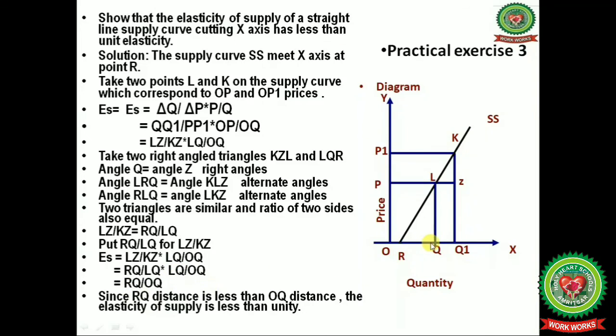Now RQ distance is this one and OQ distance is this one. Now OQ is bigger than RQ. If the smaller value is up and the bigger value is below, meaning numerator is smaller and denominator is bigger, what does it mean? That it is less than unit elastic. Answer will be in points. Since RQ distance is less than OQ distance, the elasticity of supply is less than unity. If the value of RQ upon OQ is 3 divided by 10, what will be the answer? 0.3. So it means that it is less than unit elastic, because the value is less than 1.